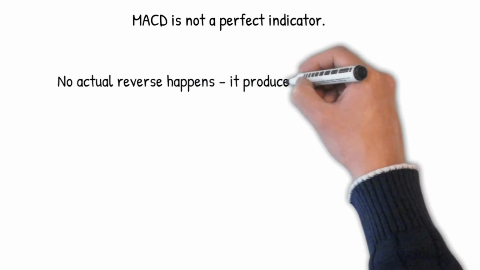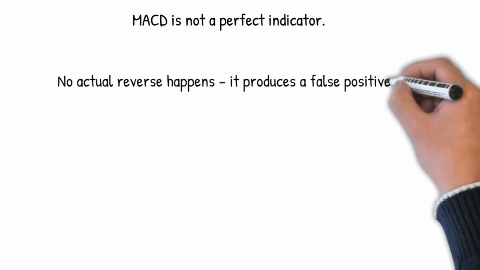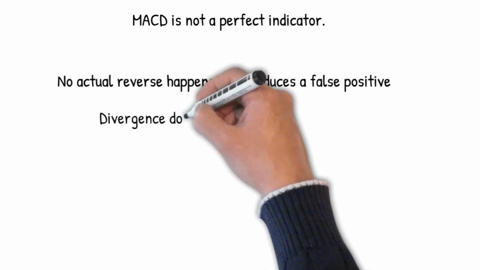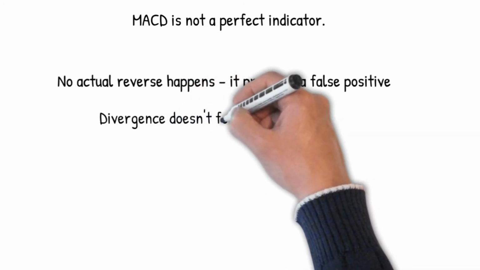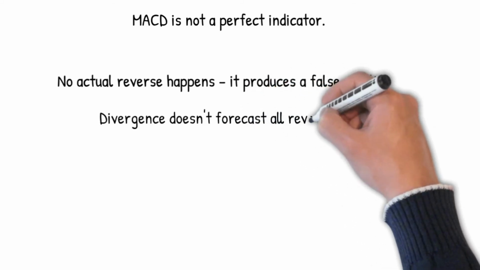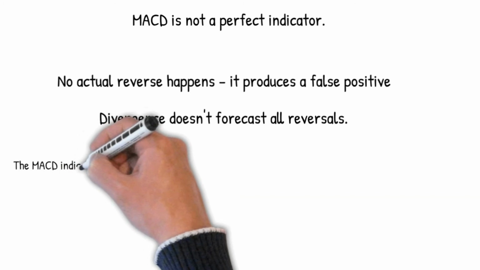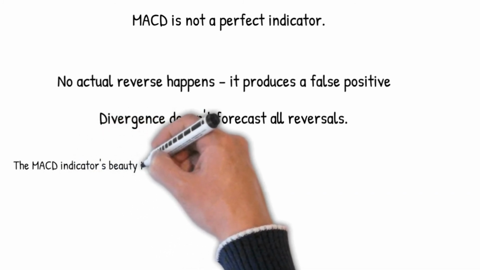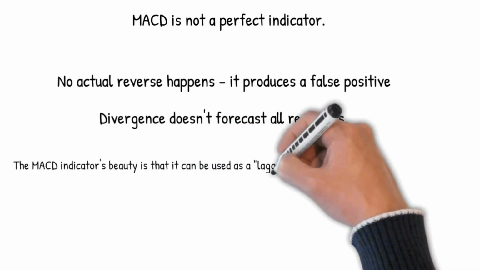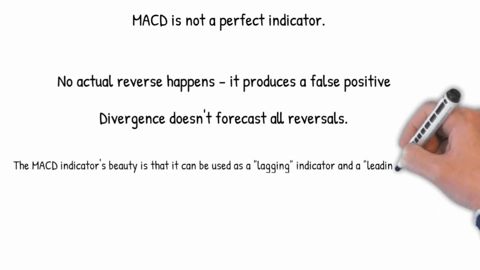Anyway, what you do is use the fast and slow line crossovers as a signal for entries and exits. For example, if you want to go long, you wait for the fast line to come from below, cross over the top of the slow line, and enter a buy position. To exit, wait for the fast line to cross over towards the bottom side. This is perhaps the most basic way of trading the MACD. The MACD indicator's beauty is that it can be used as a lagging indicator and a leading indicator. Such an attribute is what sets it apart from most of the technical indicators out there.